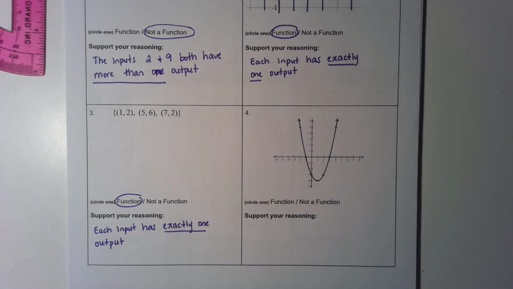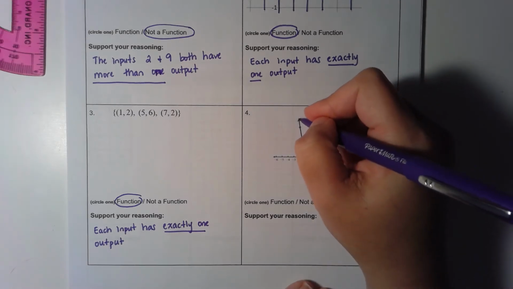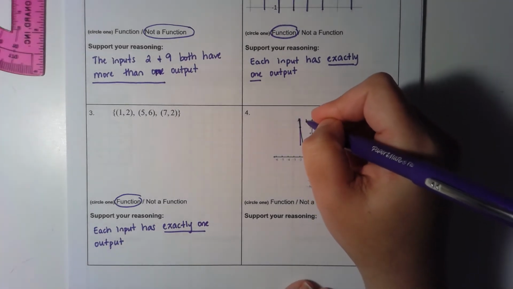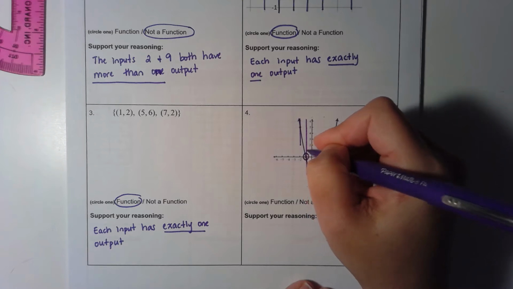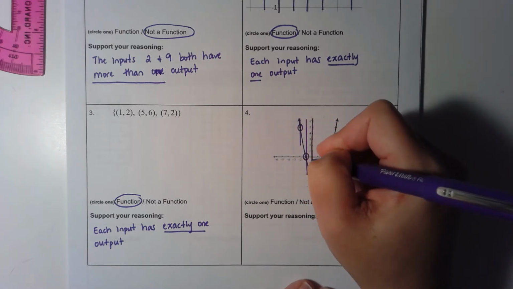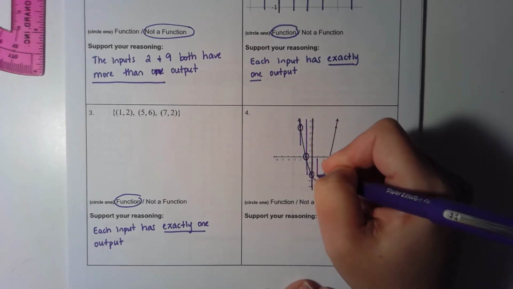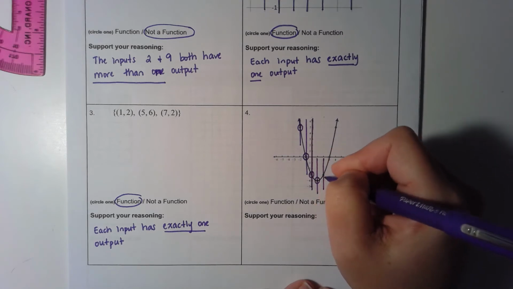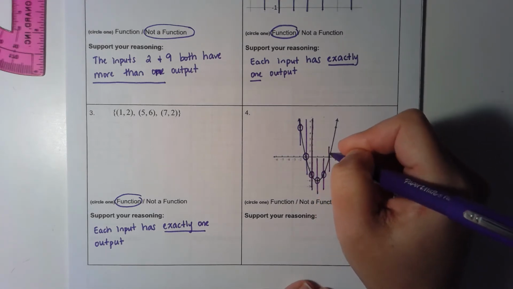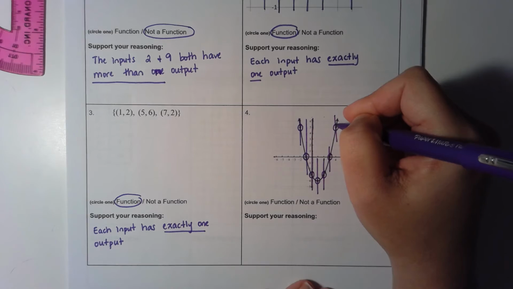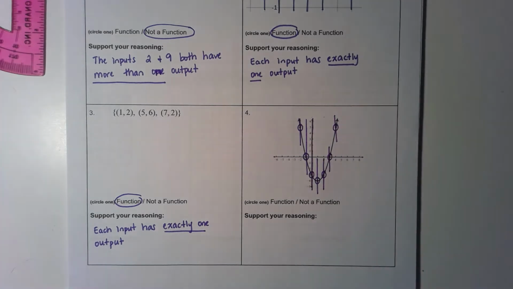For problem number 4, we're again dealing with a graph, and so we're going to use that vertical line test. So if I imagine drawing vertical lines, each of these lines that I'm drawing only touches the graph in one spot. And that's going to continue to happen no matter what. You're always only going to touch the graph in one spot.